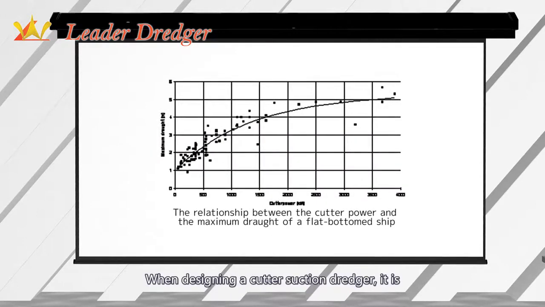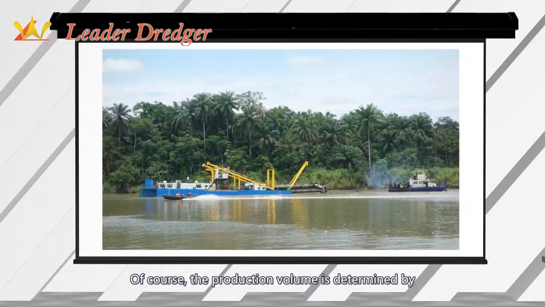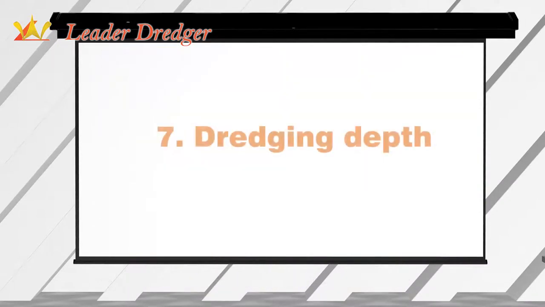When designing a cutter suction dredger, it is necessary to consider the maximum and minimum dredging depth, because these affect the availability of the dredger. When the dredging depth increases, the dredger becomes larger, resulting in a deeper draft of the punt, which will increase the minimum dredging depth. In this way, increased dredging depth can increase the availability of dredgers. Of course, the production volume is determined by the market and the dredgers that can be used for the specific project.